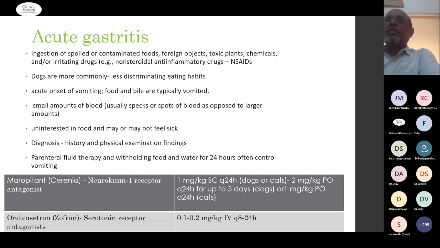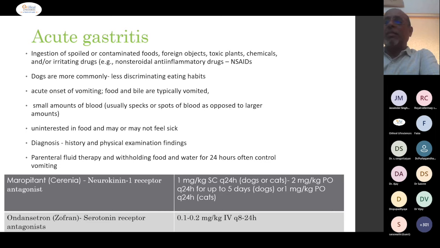So diagnosis is by history and physical exam findings. The most important thing is nil by os, that is, don't give anything orally, and parenteral fluid therapy is enough for getting it back to normalcy. So that is the most important thing in acute gastritis: nothing by os and parenteral fluids.